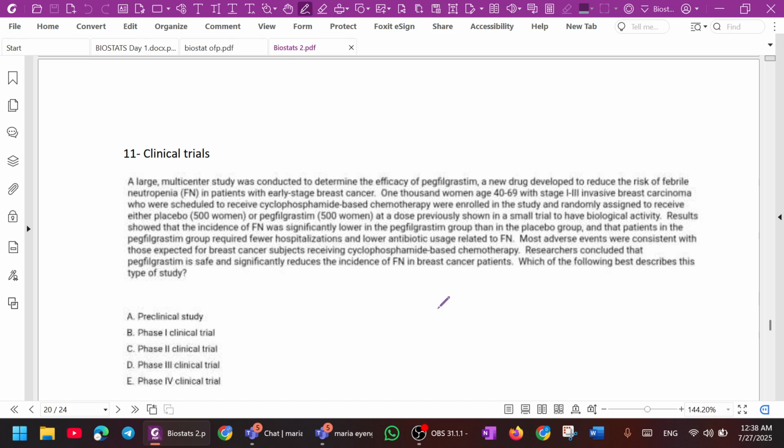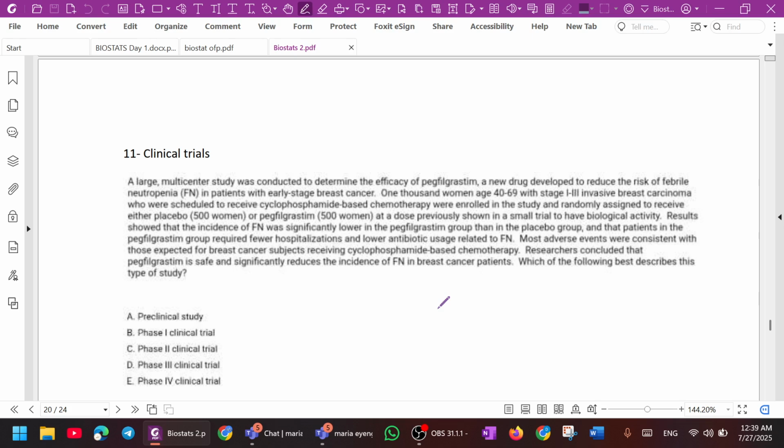Now, clinical trials. A large multicenter study was conducted to determine the efficacy of pegfilgrastim, a new drug developed to reduce the risk of febrile neutropenia in patients with early stage breast cancer. 1000 women aged 40 to 69 with stage 1 to 3 invasive breast carcinoma who were scheduled to receive cyclophosphamide-based chemotherapy were enrolled in the study and randomly assigned to receive either placebo, 500 women, or pegfilgrastim, 500 women, at a dose previously shown in a small trial to have biological activity.